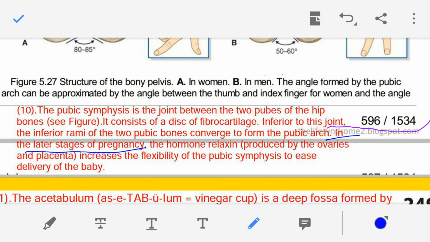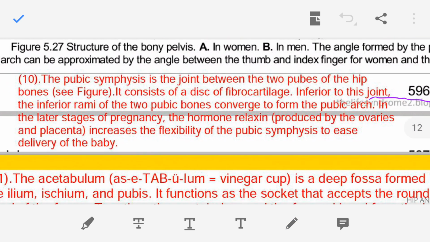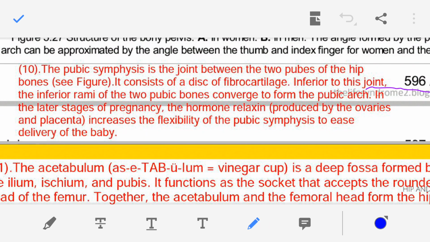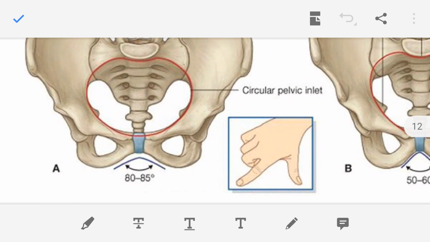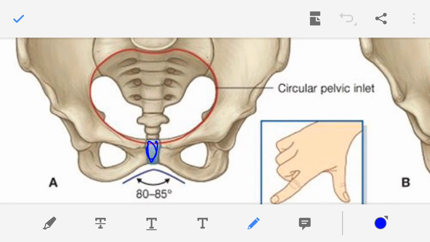Now in the later stages of the pregnancy, let's say after the 7.5 or 8th month, the ovaries and the placenta produce the hormone relaxin. And we have discussed many a time what this hormone relaxin is doing. It is increasing the flexibility of pubic symphysis. So relaxin is actually relaxing this pubic symphysis.